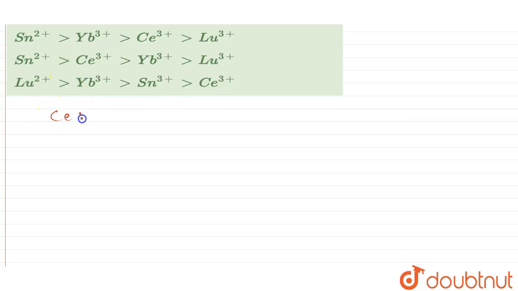So in this question it is given: which is the correct order of ionic sizes? Atomic numbers are given as cerium 58, tin 50, ytterbium 70, and lutetium is given. First of all, we'll write down the atomic numbers and the species which are given to us. First it is cerium, which has an atomic number of 58. Then we have tin, which has an atomic number of 50. Then we have ytterbium, whose atomic number is given as 70, and finally lutetium, whose atomic number is not given, but it is 71.